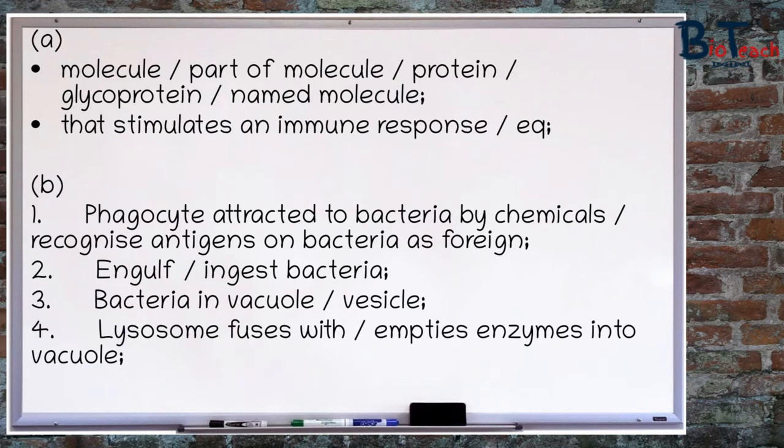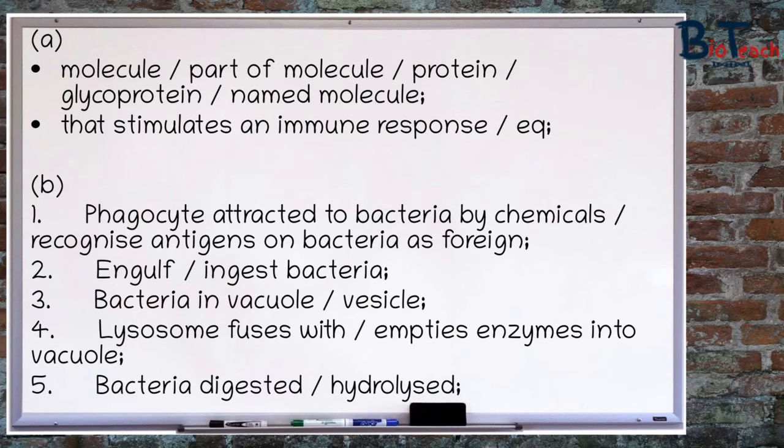For 4 marks, you had to say that the phagocyte is attracted to the bacteria by chemicals, or it recognizes the antigens as foreign. You needed to mention the engulfing and that the bacteria is in a vesicle or a phagosome. You should have mentioned that the lysosome will fuse with the vacuole and the bacteria is therefore hydrolyzed. Note that there are 5 possible marks here for a 4-mark question, so as long as you mentioned 4 of those points, you should get the full marks.